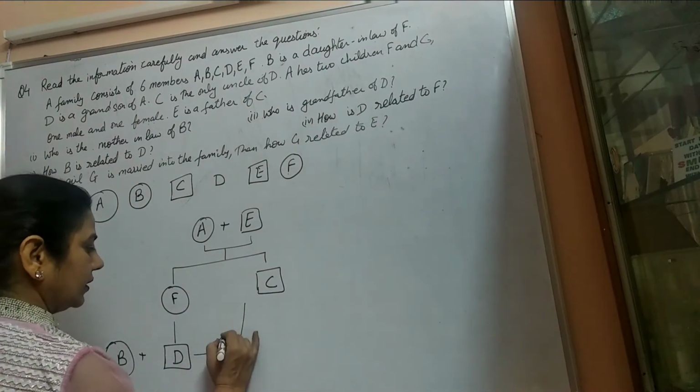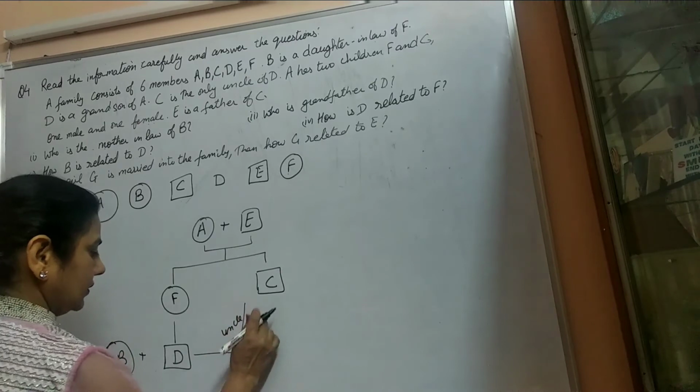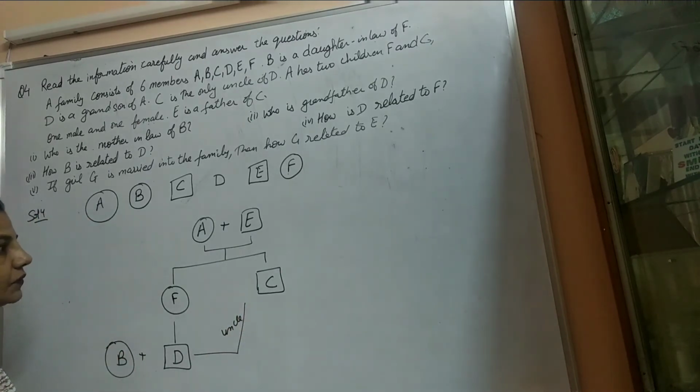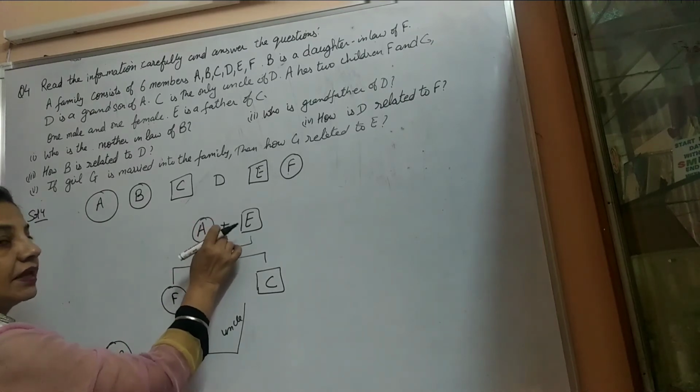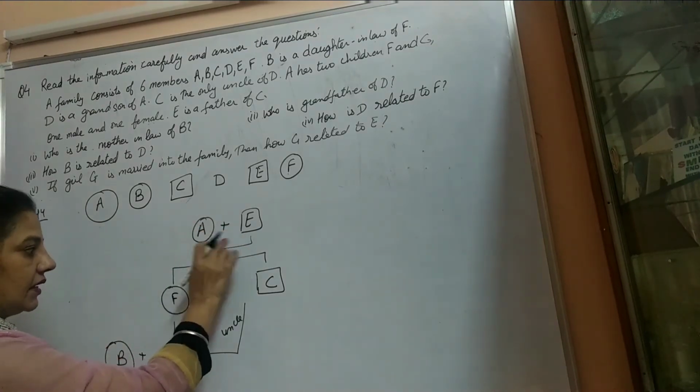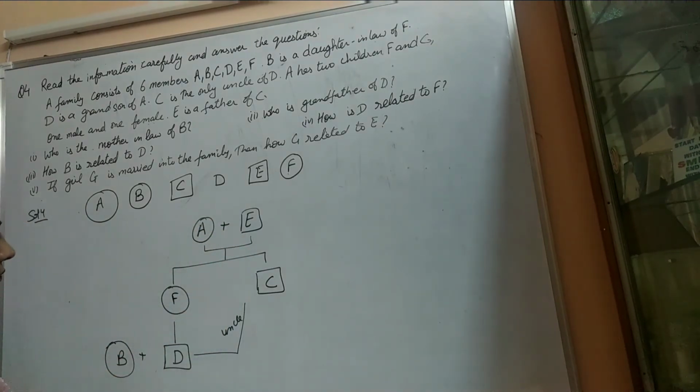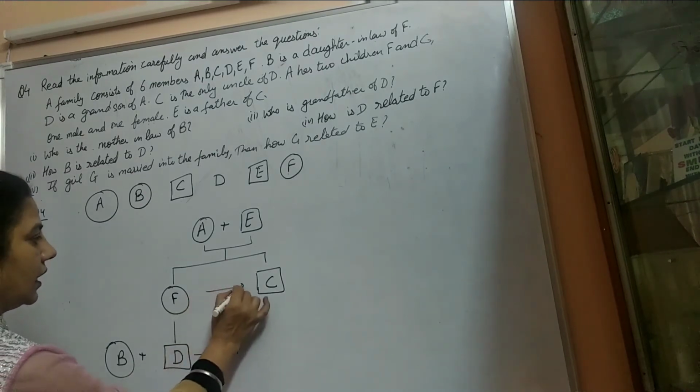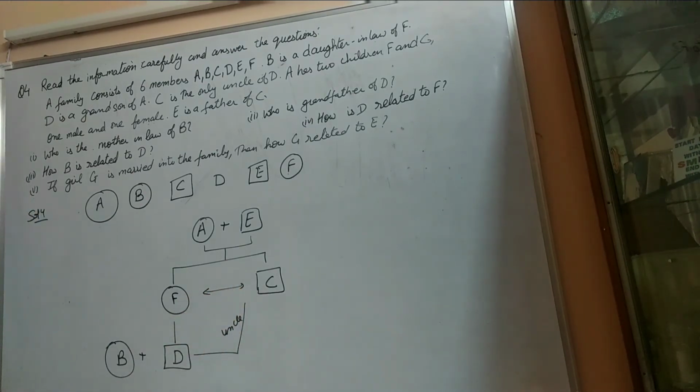C is an uncle of D. Okay, this is all the information we are getting. This plus sign means they are husband and wife. Now F and C, they are brother and sister. Correct. Now let us proceed with the question part. Who is the mother-in-law of B?